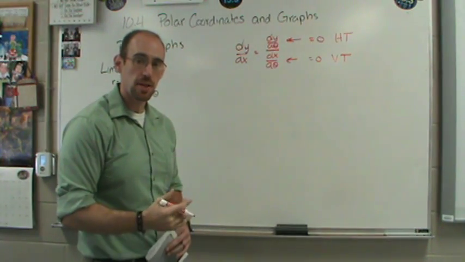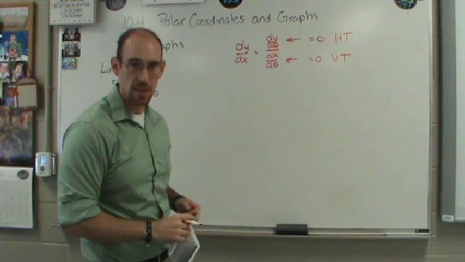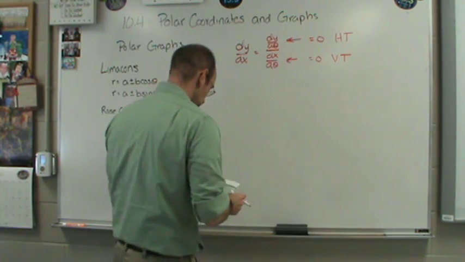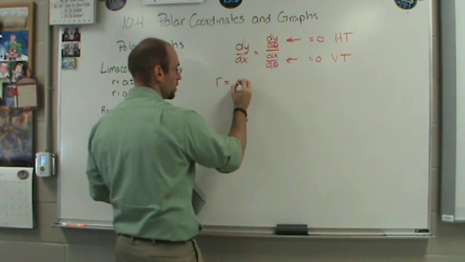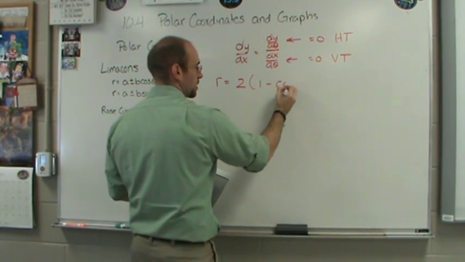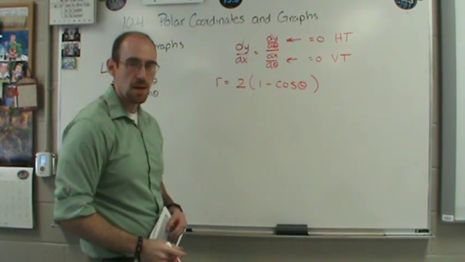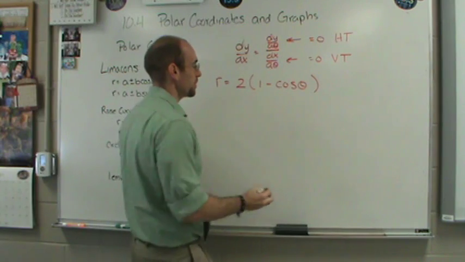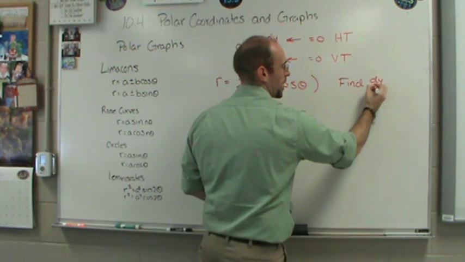All right? Now the trick here is realizing, how do I find dy over d theta or dx over d theta? Well, let's start off with an equation like r equals 2 times 1 minus cosine of theta. Let's start off with finding the derivative. Find dy over dx.